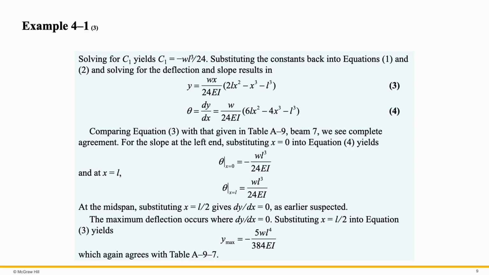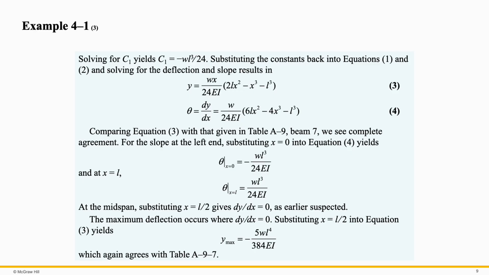Yes, we obtain the C2 constant, which is equal to 0. And when we substitute x equals L, and C2 equals 0, we can obtain the C1 constant. The C1 constant is equal to negative WL to the third power divided by 24. Since we have determined the C1 and C2 constants, we have also obtained the deflection function, the y function, as presented by the third equation. And the first order derivative of the deflection function gives us the slope function, dy/dx, as presented here, which is expressed by the fourth equation.